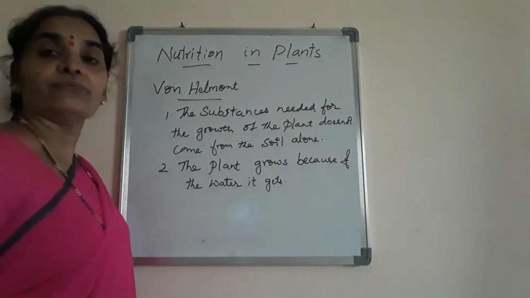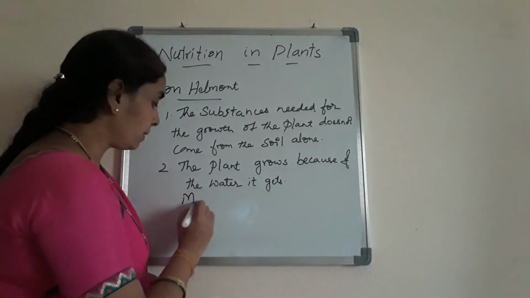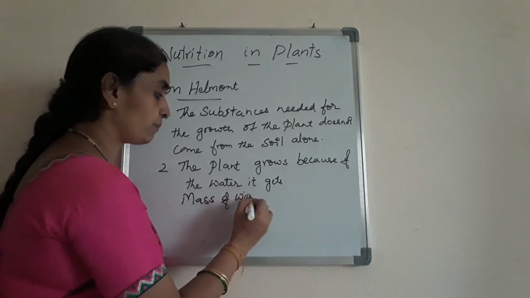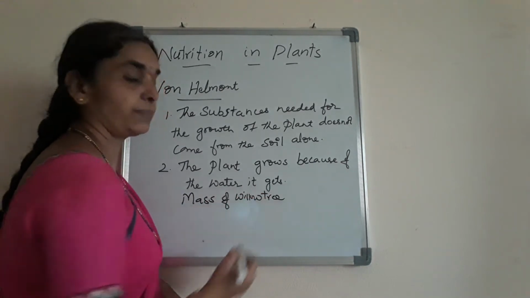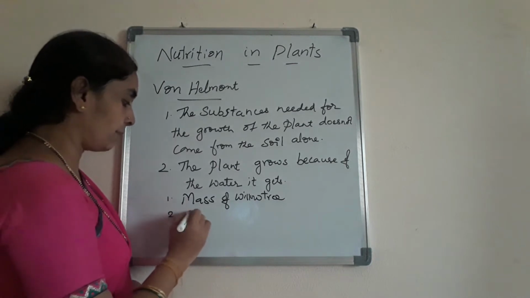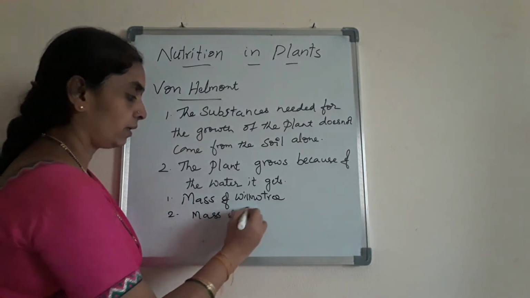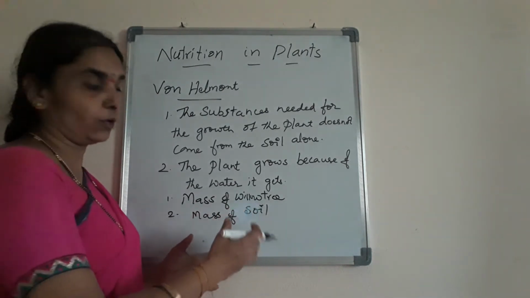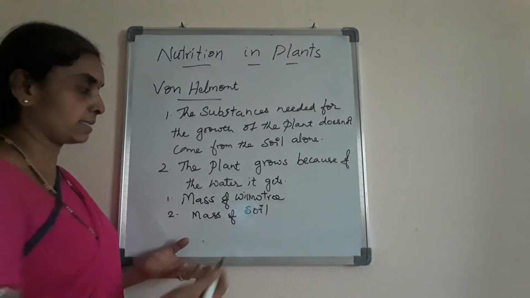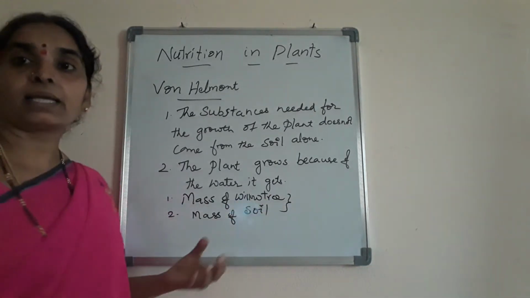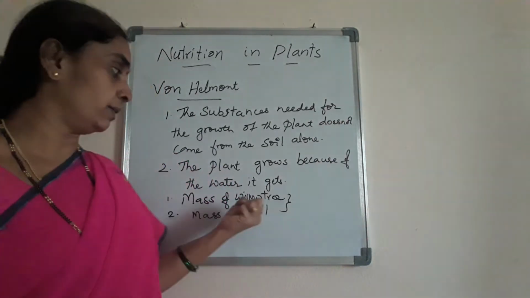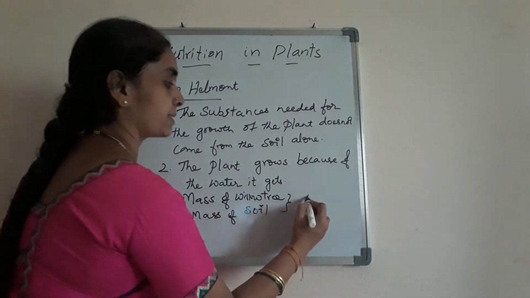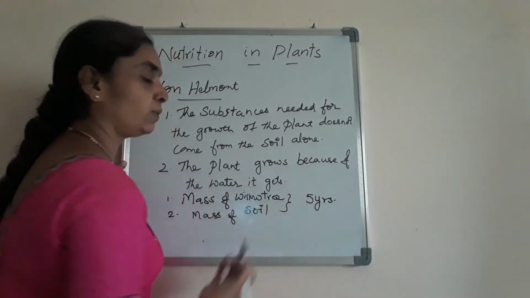So he took a willow tree and took the mass of the willow tree at first. Then he also took the mass of the soil, dry soil, that is without any water in the soil. Then he kept it under the rain. He supplied it only with rainwater for about 5 years.